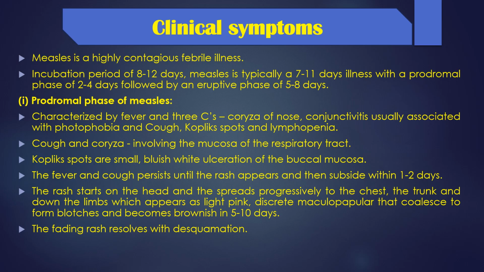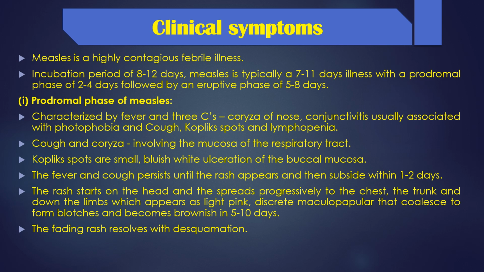Koplik spots and lymphopenia were also observed. The cough and coryza reflect an intense inflammatory reaction involving the mucosa of the respiratory tract. Koplik spots are small, bluish white ulcerations of the buccal mucosa. The fever and cough persist until the rash appears and then subside within 1 to 2 days.